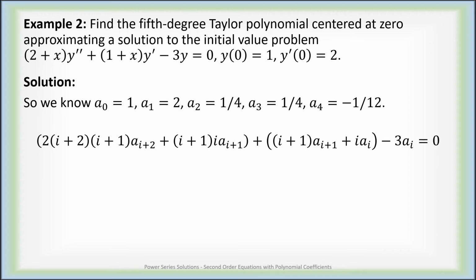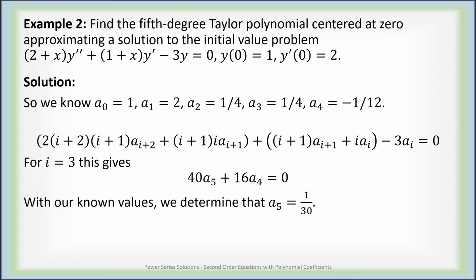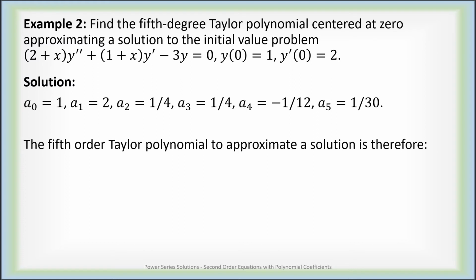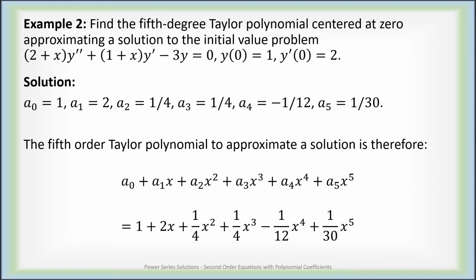And finally, now that we know a4 is minus 1/12, we use the same recursive formula, plug in i equals 3, and get 40a5 plus 16a4 equals 0. Since we already know the value of a4, we end up solving that a5 is 1/30. So we have found that a0 is 1, a1 is 2, a2 is a quarter, a3 is a quarter, a4 is negative 1/12, and a5 is 1/30. The fifth order Taylor polynomial to approximate a solution is therefore a0 plus a1 x plus a2 x squared, a3 x cubed, and so forth. With our values, there it is. That is our fifth order Taylor polynomial which approximates a solution to this differential equation.